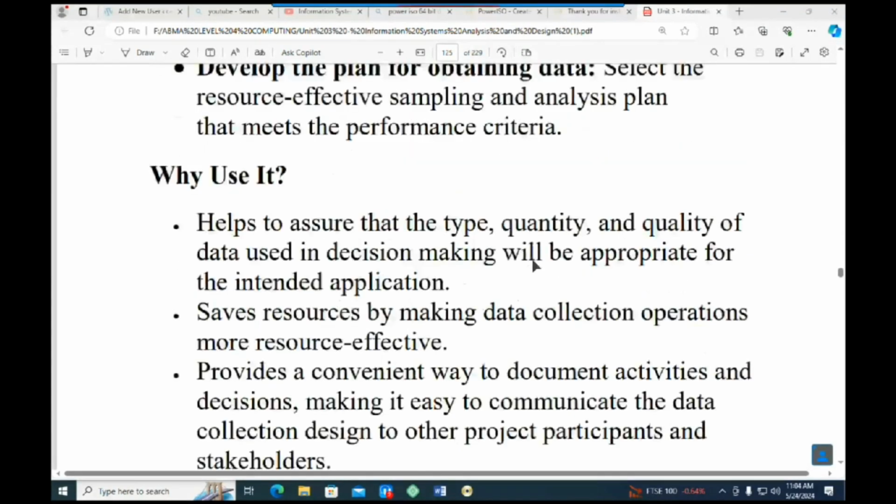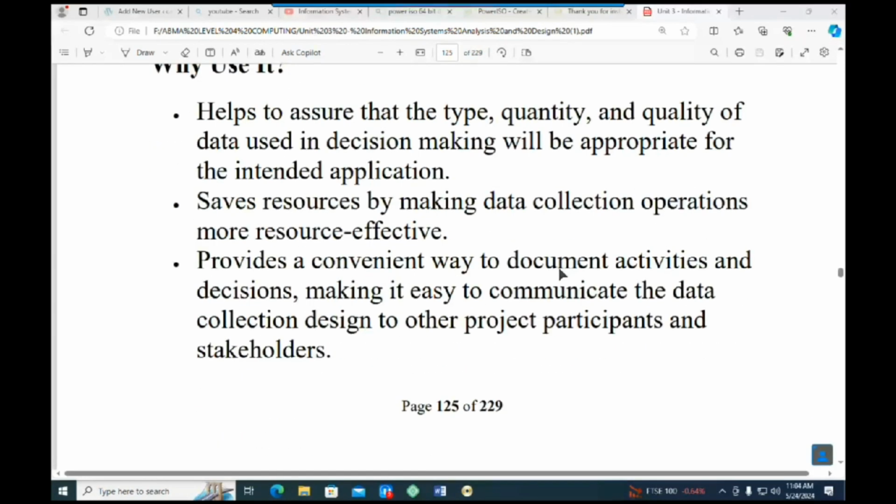Now you might be asking yourself, why use DQO? The first reason is that it will help to assure that the type, the quantity, and the quality of data that is used in making that decision is appropriate for the intended application that you want to develop.